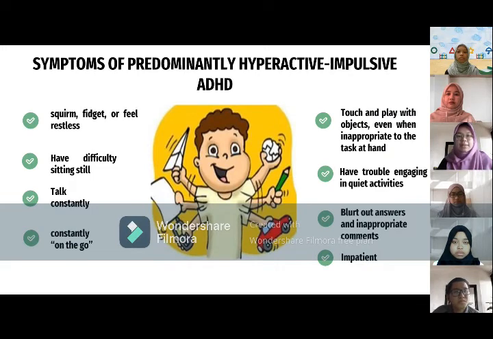Next, for hyperactive-impulsive ADHD, the signs and symptoms they may experience are squirming, fidgeting, or feeling restless. They will touch and play with objects even when it is not appropriate to the task at hand. They will have difficulty sitting still. They will have trouble engaging in quiet activities. They will talk constantly, blurt out answers and inappropriate comments, be constantly on the go, and lastly, they are very impatient.